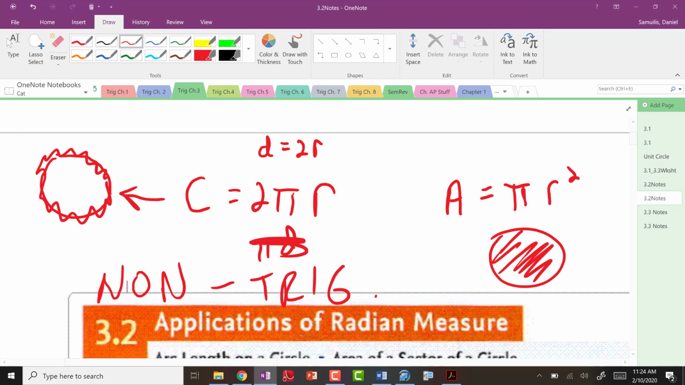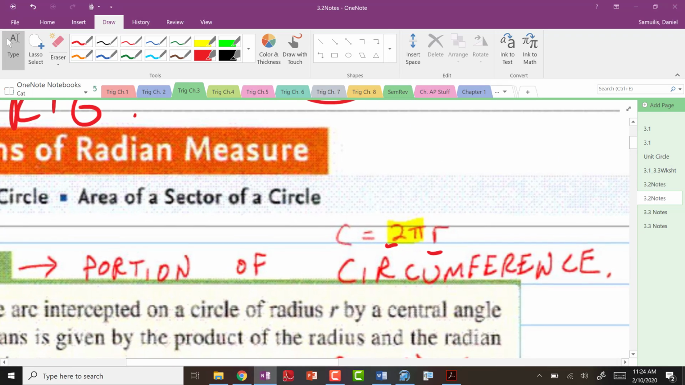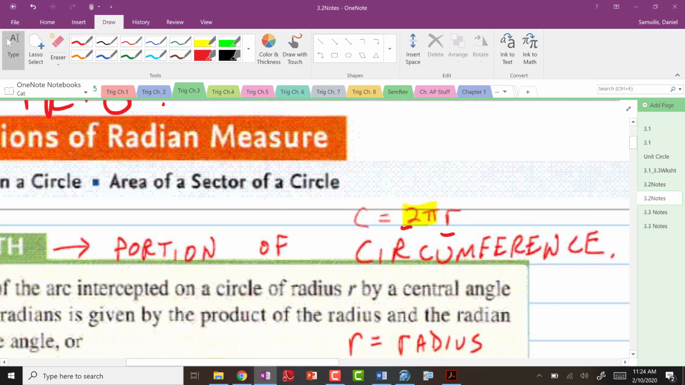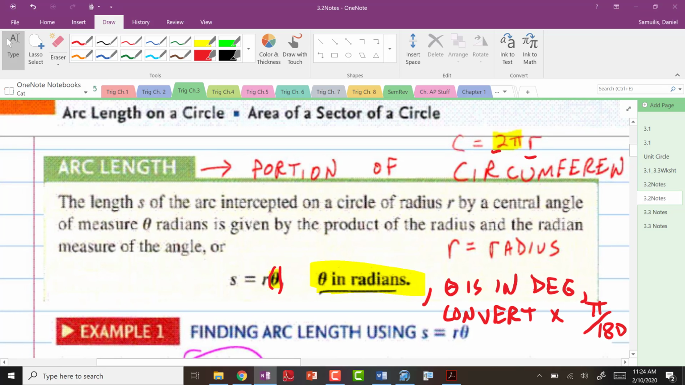But we're going to change it a little bit, and then I'll show you how this formula actually works. All right, so here's formula number 1: arc length. Arc length is just a portion of circumference. And you should understand, as you look at this formula, how this is 100% relatable to our circumference formula. And how theta, as long as it's in radians, actually tells you what portion of the circle you walked around.